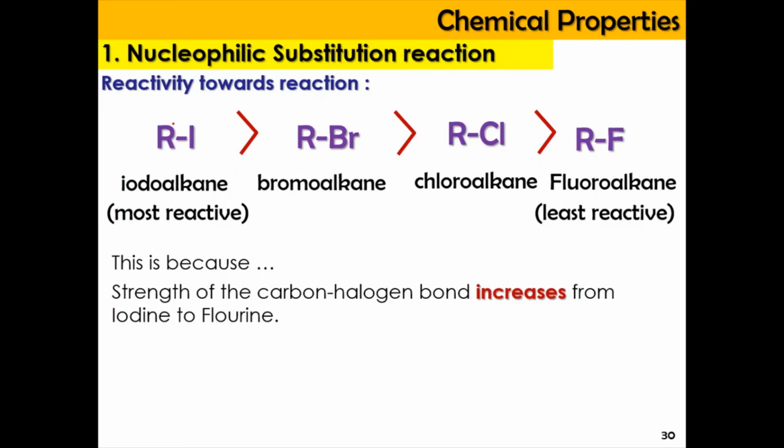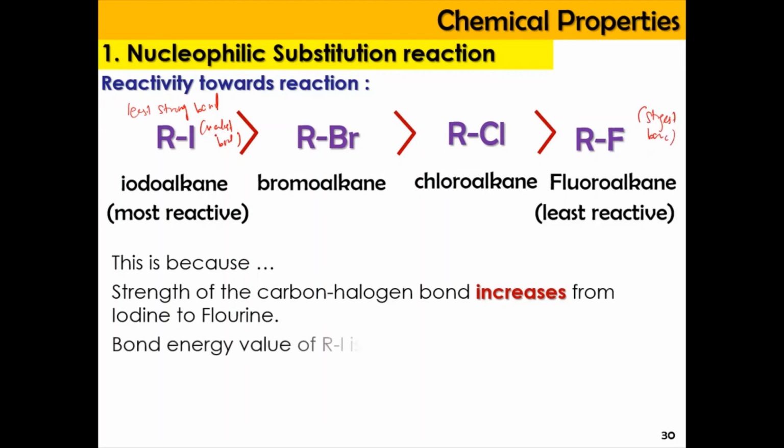So iodoalkane here will have the least strong bond, or the weakest bond. This is the strongest bond.